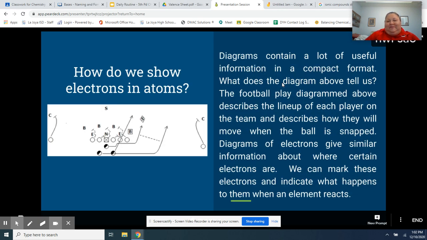Just listen, Oscar. How do we show electrons in atoms? And this might actually appeal to you because it is football related.